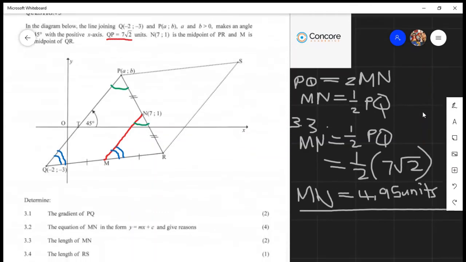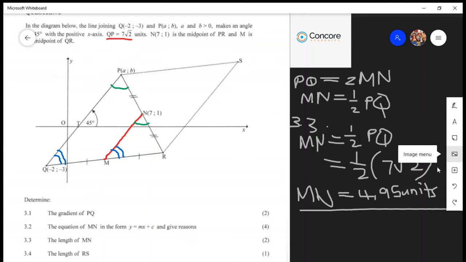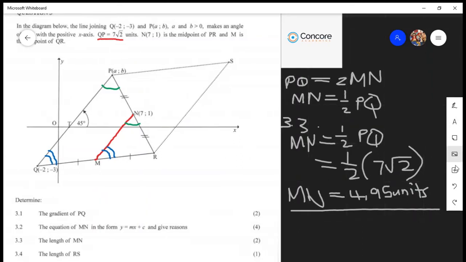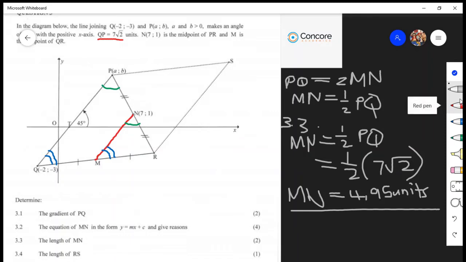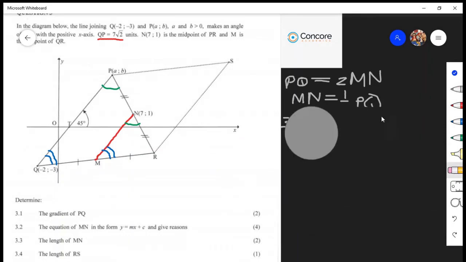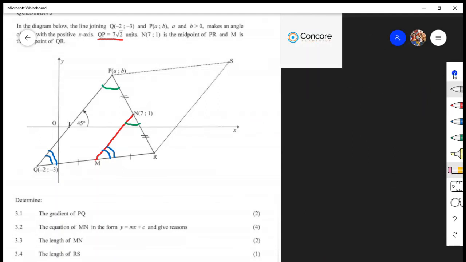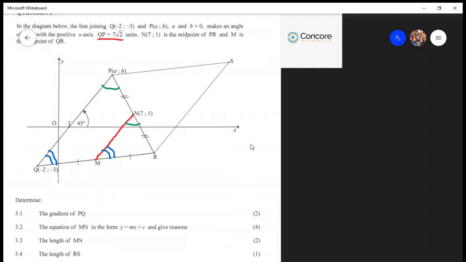Okay, so question 3. Question 3.4 wants us to calculate the length of RS. Where is RS? RS is the dotted line over here on the right hand side. And you can even see it's worth 1 mark.